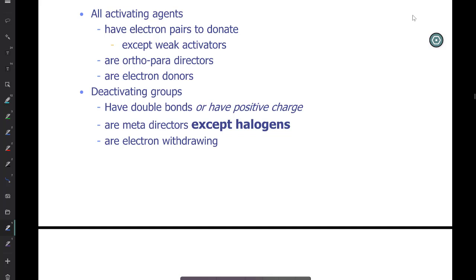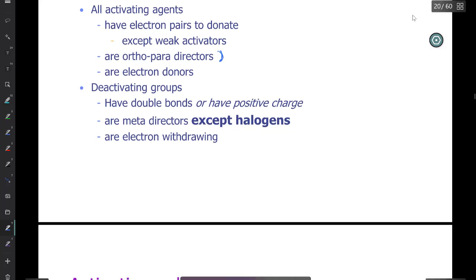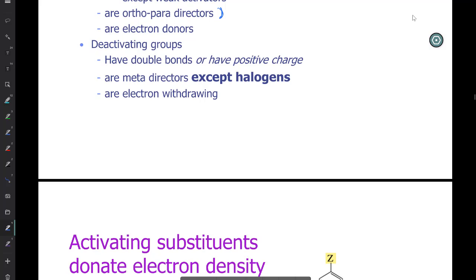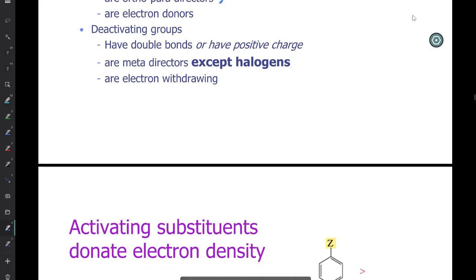And I guess we really haven't talked about that now that I think about it, but that's something we'll discuss shortly. And then deactivating substituents all have double bonds or positive charge next to the ring. The most strongly electron withdrawing groups are the ones with the positive charge. These all turn out to be meta-directors except for the halogens, which we'll see in the intermediates for the electrophilic aromatic substitution reactions can stabilize the intermediate with that pair of electrons that's on the halogen.